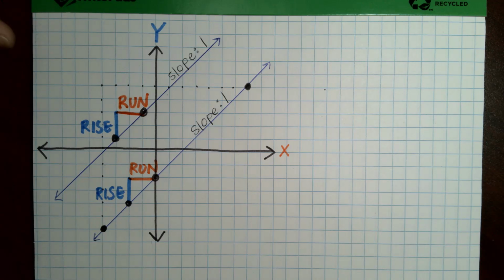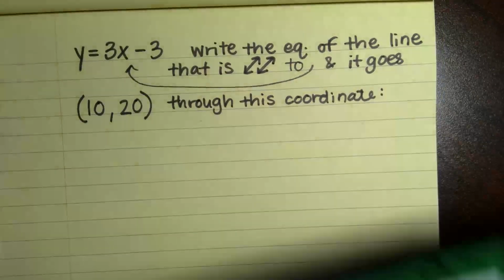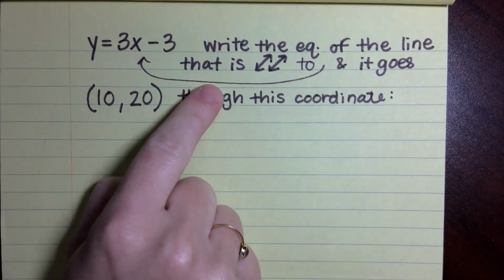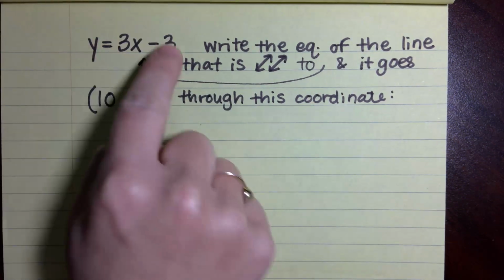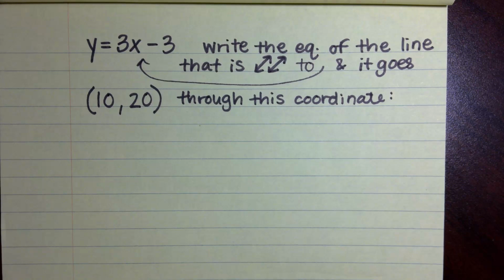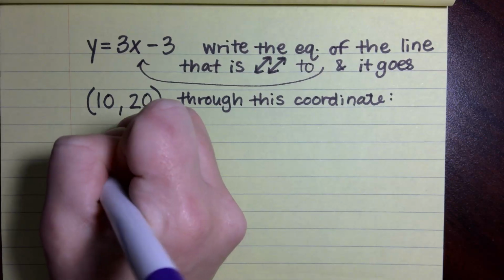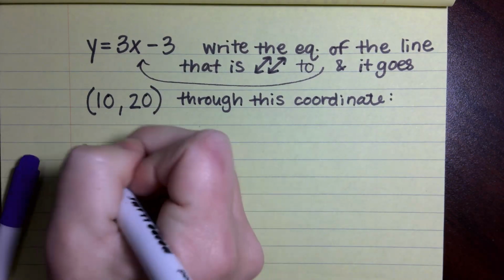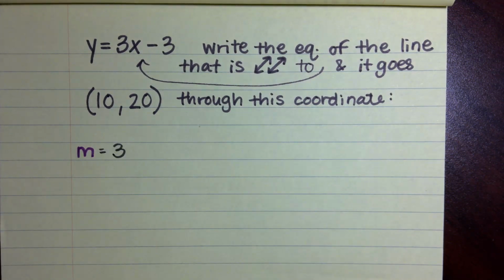Okay. Let's look at this problem now. So, if we are trying to find the equation of a line that is parallel to this line, what is something that we already know about the new equation? We know the slope. What's our slope going to be? It's going to be 3. If it is parallel, it has the same slope. So we already have a value for m.